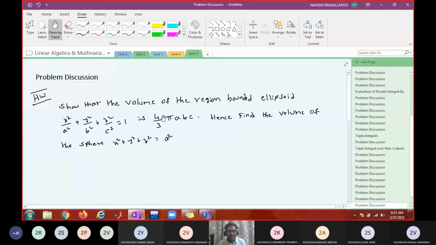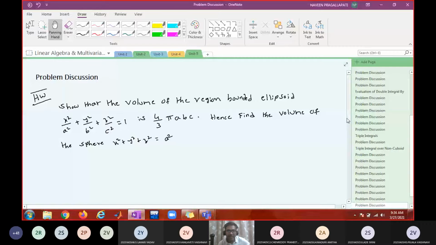Now you're asked to derive the volume of the ellipsoid, and from this find the volume of the sphere. The ellipsoid becomes a sphere when a equal to b equal to c. Then the ellipsoid volume becomes the spherical volume 4 by 3 pi a cube. Again, the technique is the same. The ellipsoid is also equally occupied in all the 8 octants. So the total volume is equal to 8 times the volume occupied in the first octant. So find the volume of the ellipsoid in the first octant and multiply with 8.